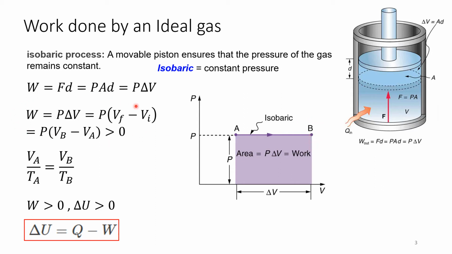And from here, we know the work done by the gas is also positive, because when the gas expands, it does some work on the piston. We have W is positive, delta U is positive, and combined with the first law of thermodynamics, we have Q is also positive. So we know that during this isobaric expansion of the gas, it actually requires that heat transfers into the system to keep the pressure constant.